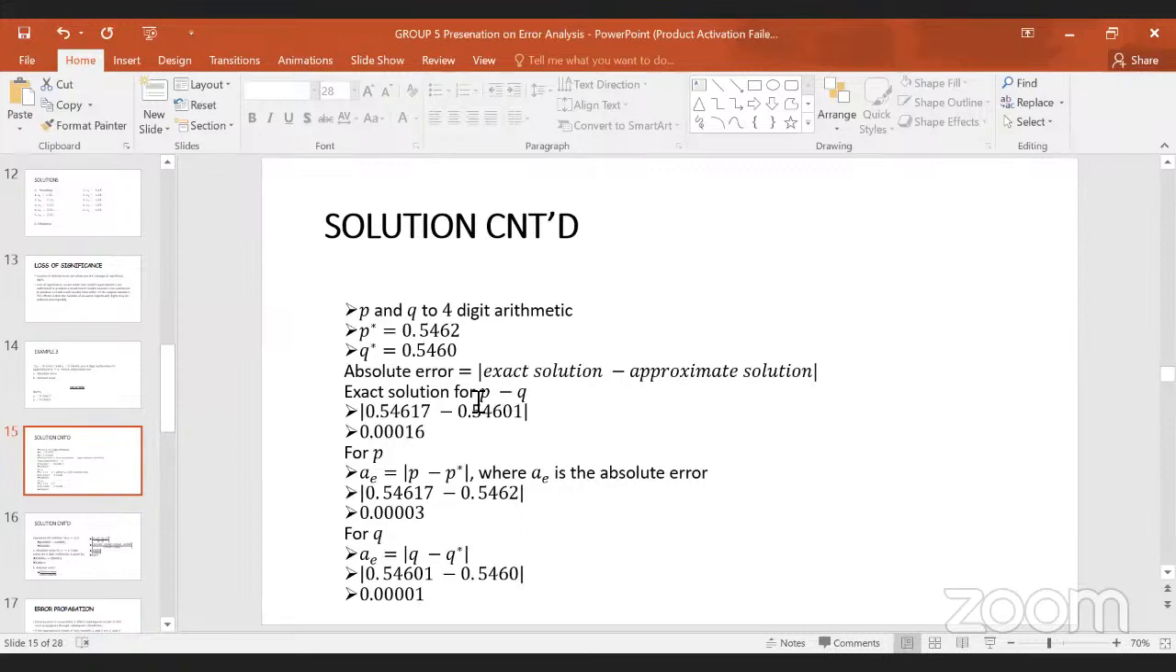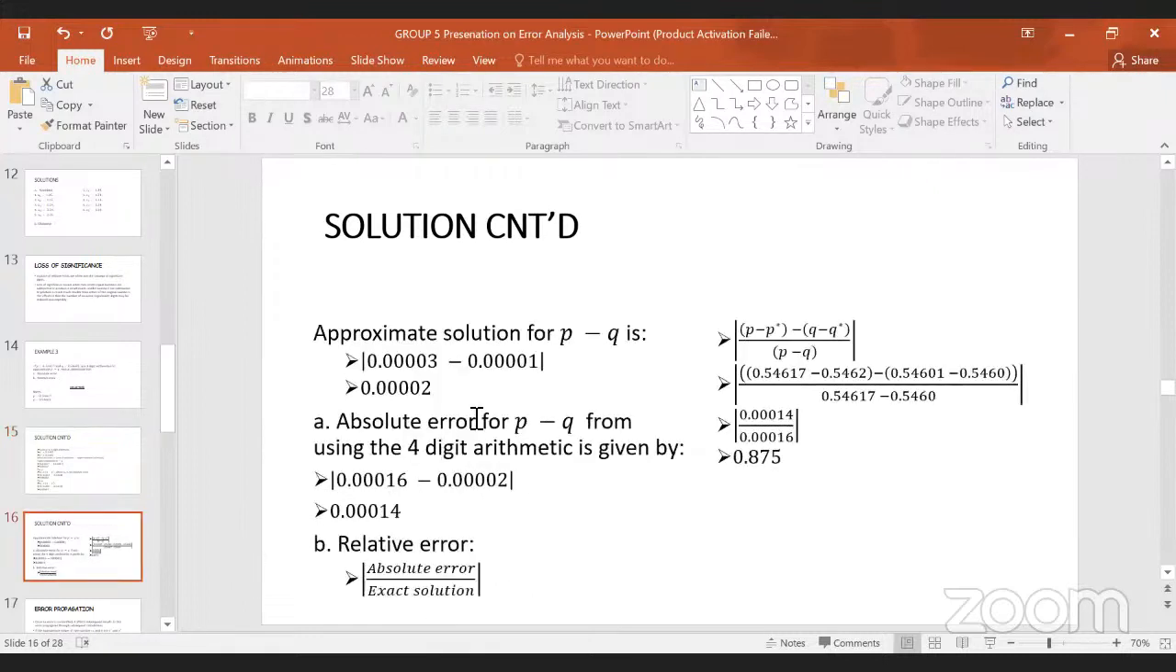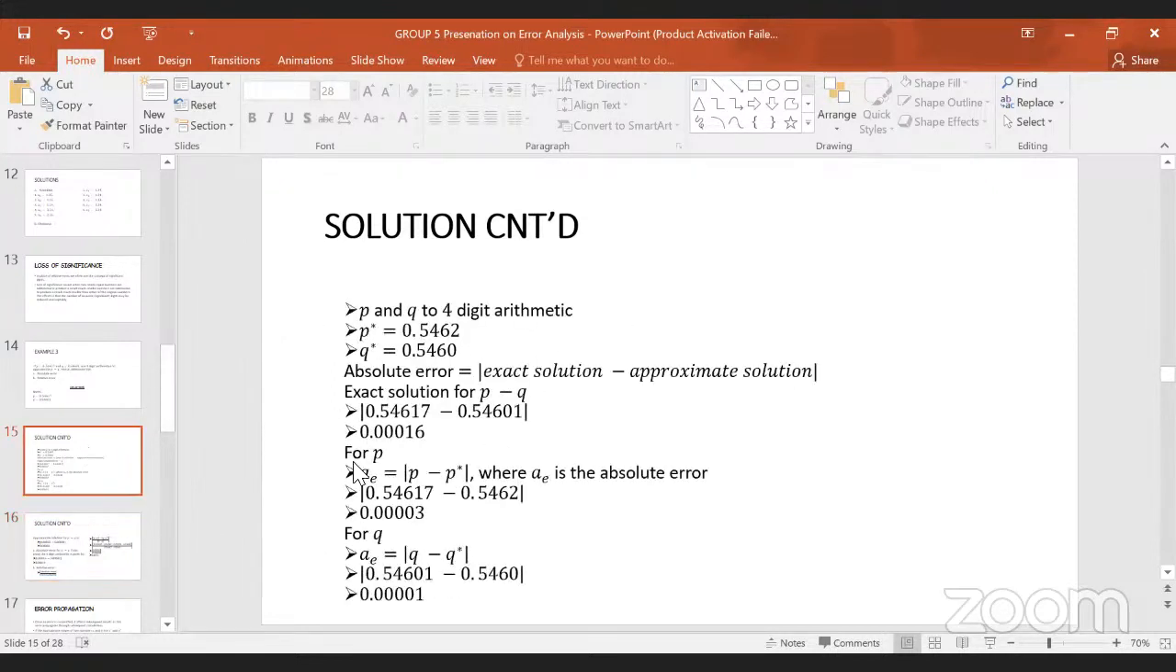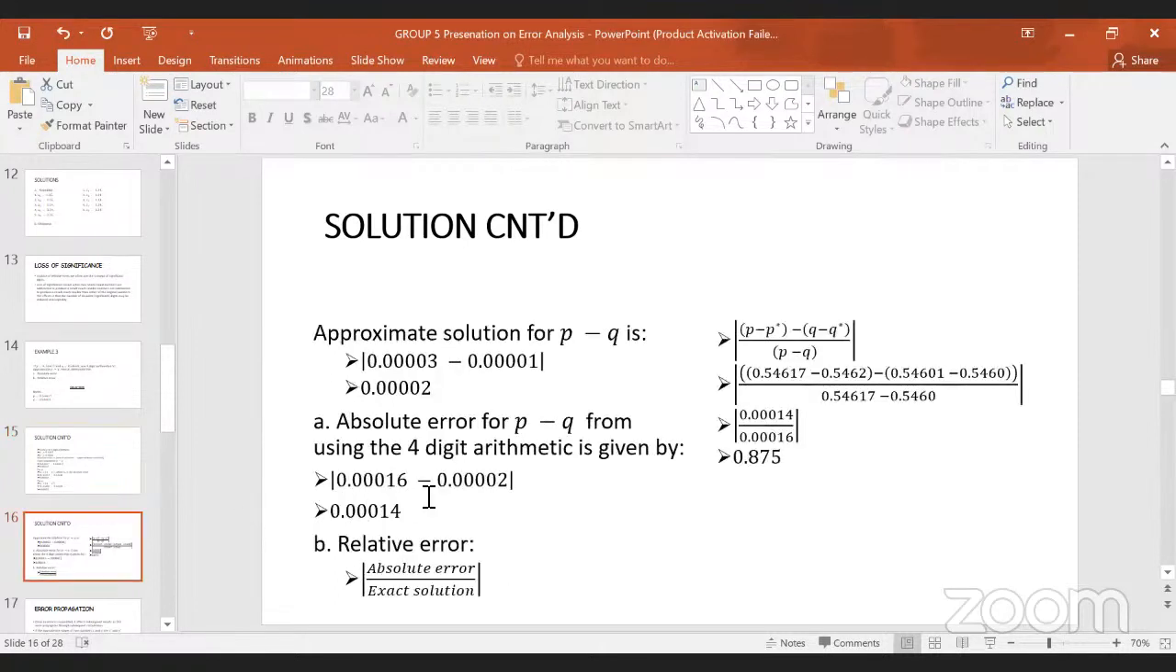So we have the exact solution, which is P minus Q, which is here. Then we have the error for subtracting the approximate value of P from the exact value of P, which, if you've done that on your own calculator, is 0.0003. And for Q, by the time you subtract your Q star from your Q, you have 0.0001. That takes us to our approximate solution for P minus Q.